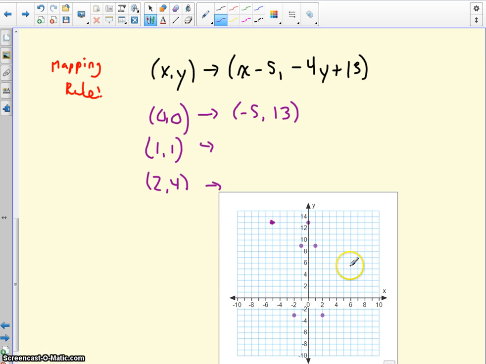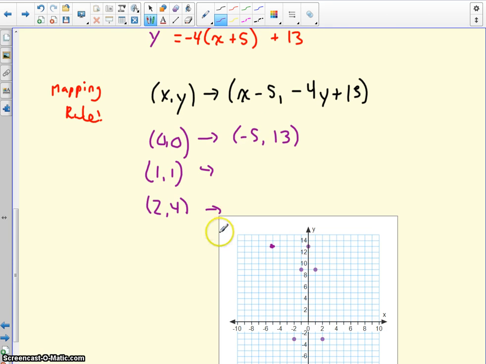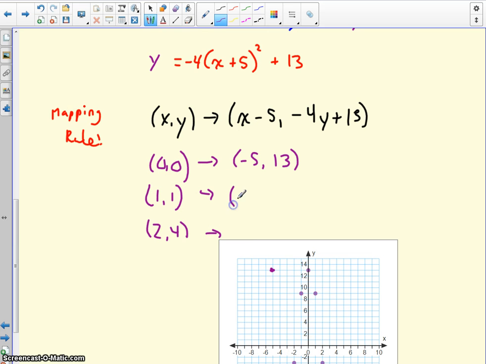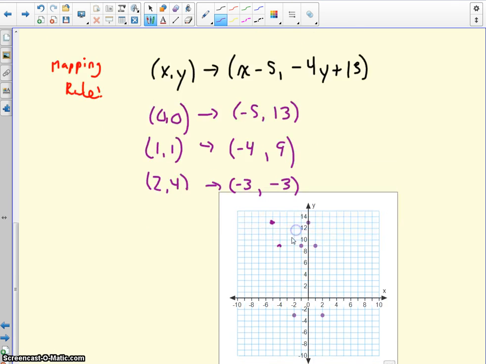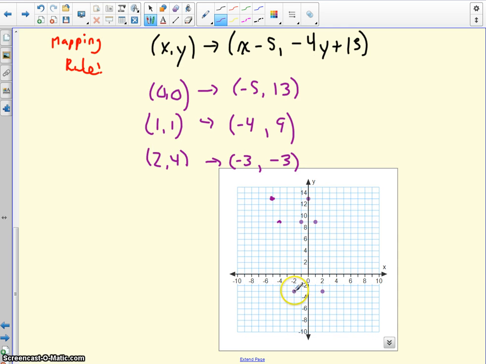Okay, it appears that the current graph that's on here is not accurate. So 1, 1, I could do the exact same thing. 1 minus 5 is negative 4. Negative 4 times 1 is negative 4, plus 13 is 9. So negative 4, 9 is a point. Okay, 2, 4, keep going. 2 minus 5 is negative 3. Negative 4 times 4 is negative 16, plus 13 is negative 3. So negative 3, negative 3 is a point, which is down there.